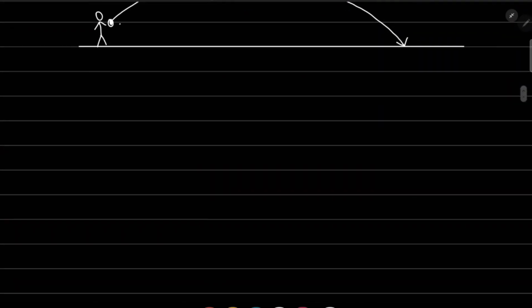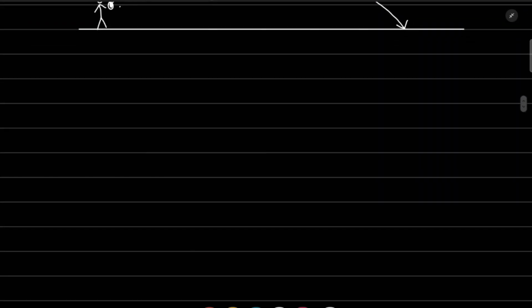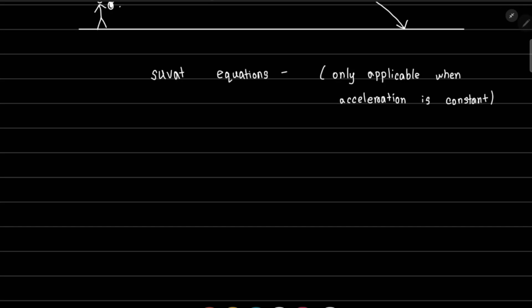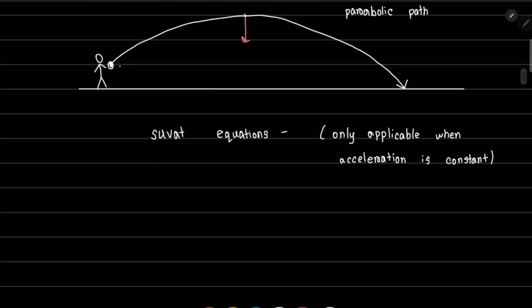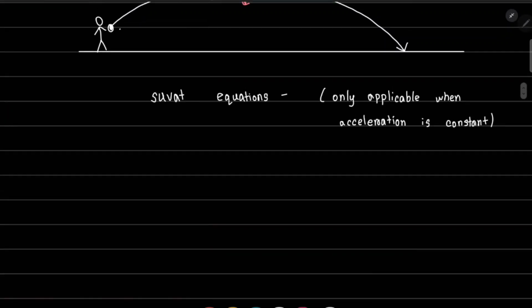So before we go on to projectile motion, we need to know about the SUVAT equations. SUVAT equations are 5 equations that we need to know when an object experiences constant acceleration. Projectile motion falls into this category of constant acceleration because the weight of the object does not change, so this force will not change. The mass of the object also doesn't change. The ball doesn't lose weight or gain weight when it's flying, so the acceleration must be the same throughout the journey.